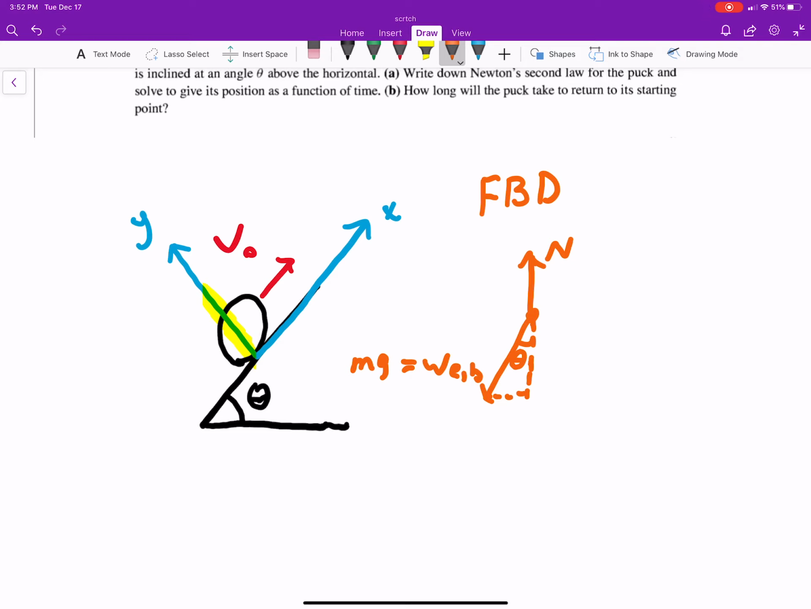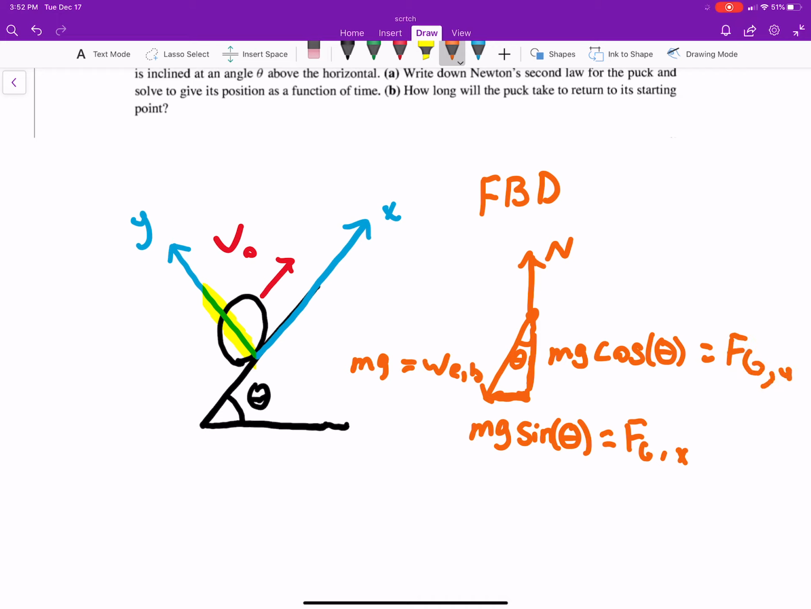Okay, so if we were to do a little right triangle trig, this component right here, that's going to be mg sine theta. And that's equal to the force due to gravity in the x direction, the x component, because that's along the ramp. And then vertically up here, this is just mg cosine theta, and that's equal to the force due to gravity in the y direction.